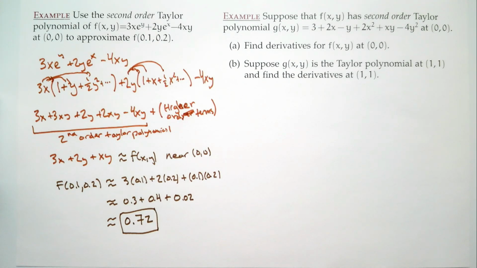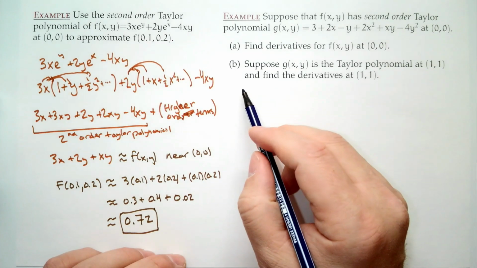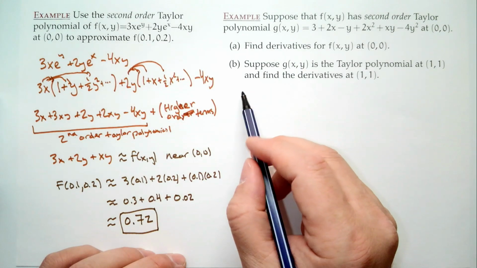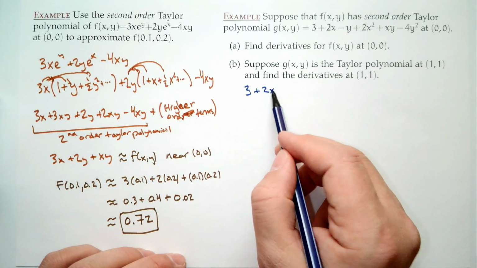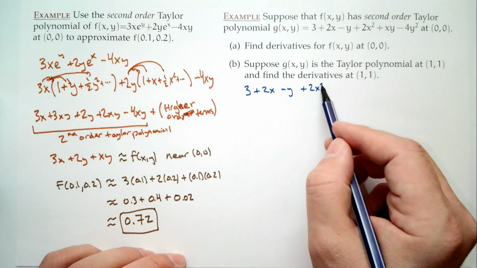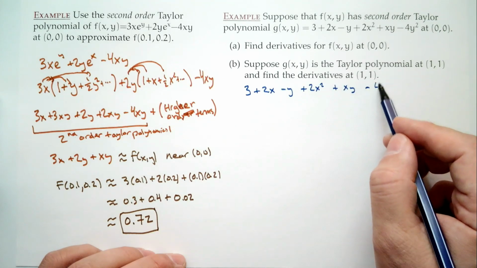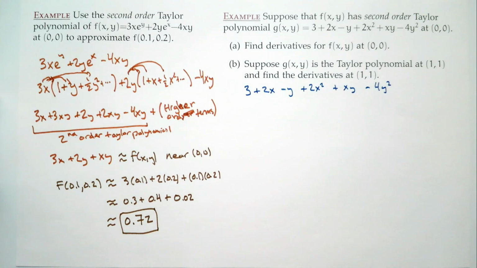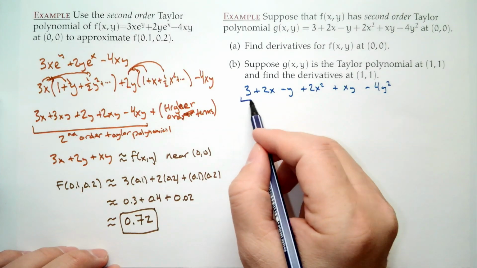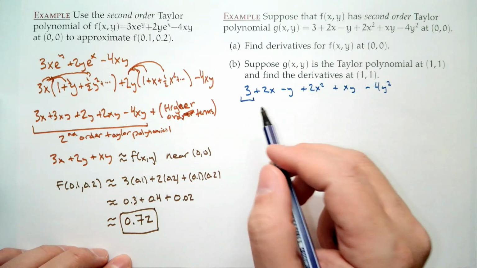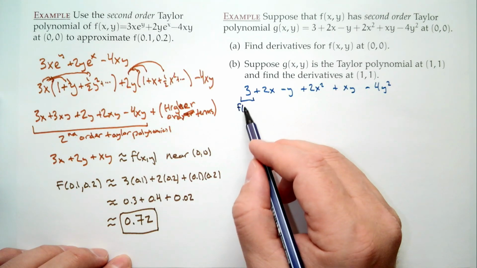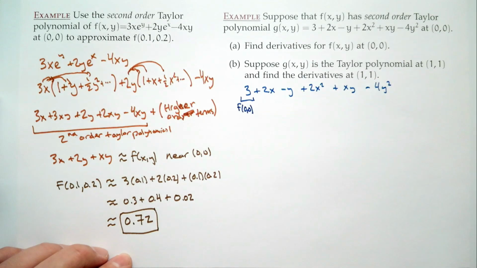So part A, we want to find derivatives for f, x, y at 0, 0. And the question is, can we do it? Well, what do we have? If we look at our g of x, y, that's 3 plus 2x minus y plus 2x squared plus xy minus 4y squared. Remember, this is our Taylor polynomial. Now, in terms of our Taylor polynomial, what would the 3 correspond to? That would correspond to f at 0, 0, because that's our constant term.